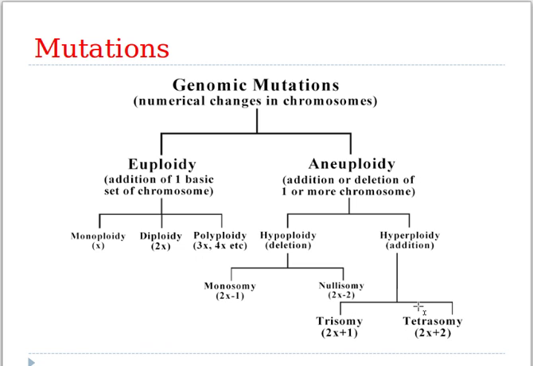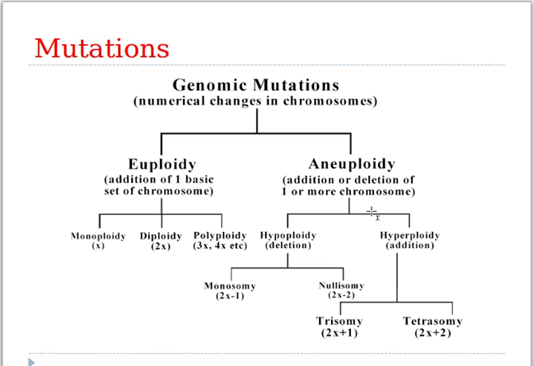Polysomy means addition of one or more chromosomes. It could be 2N plus 1 or 2N plus 2, likewise. So addition of one or more chromosomes to the normal diploid set is what is referred to as polysomy. I hope it is clear.